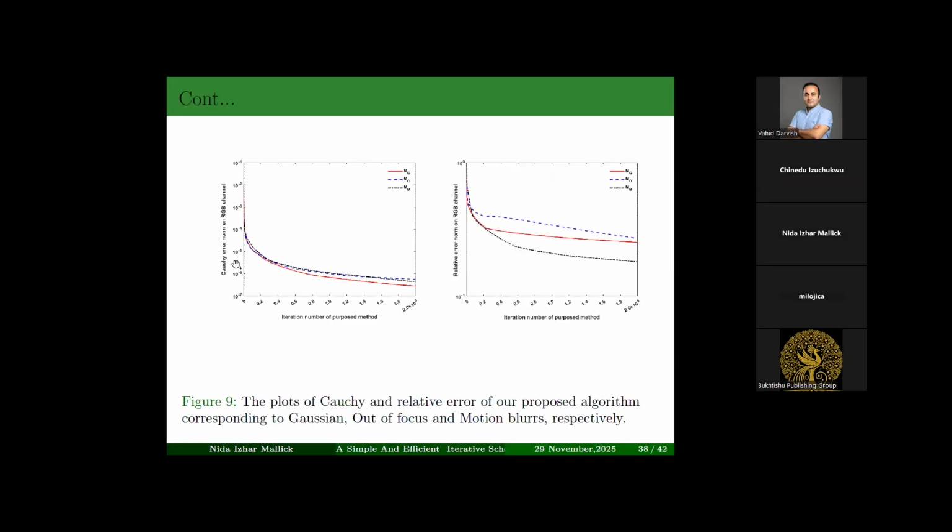Then here is a Cauchy error graph, again corresponding to three different blur matrices. The Cauchy error is showing how well our algorithm is converging to the fixed point, and the relative image error corresponding to the three different blur matrices shows how close our iteration is getting to the original image.